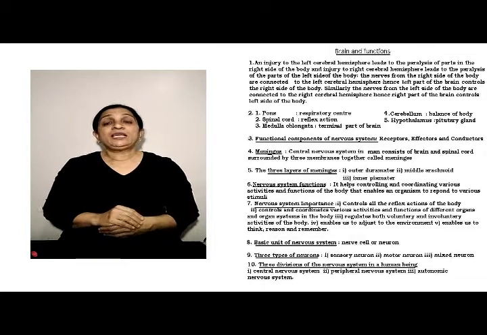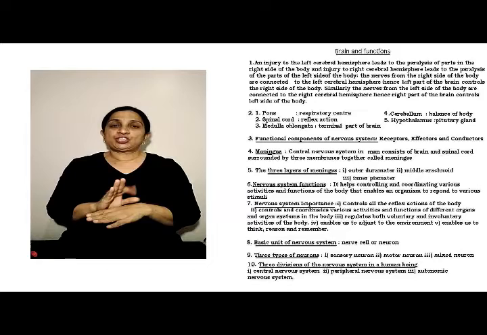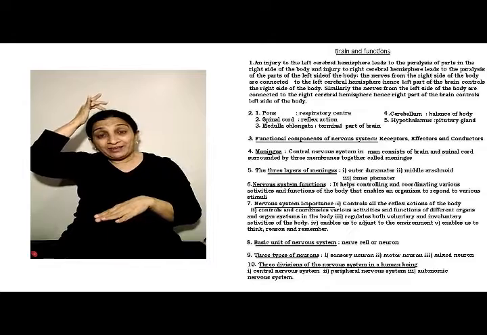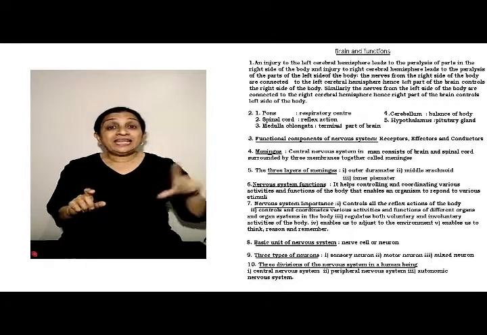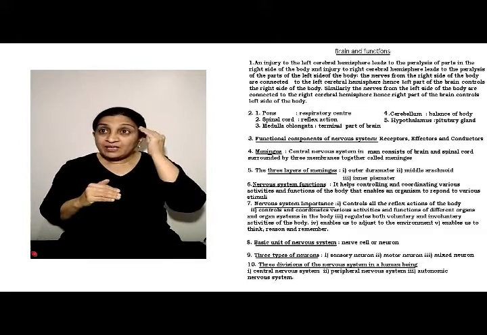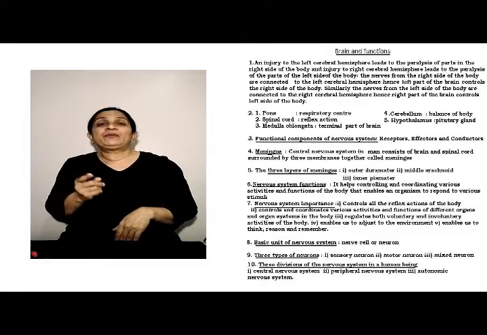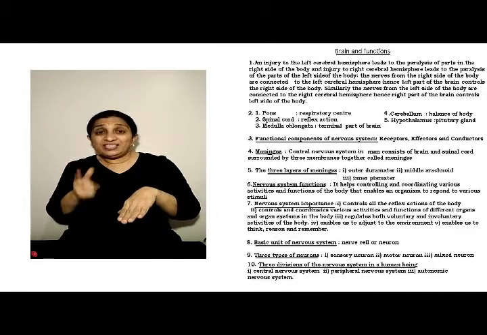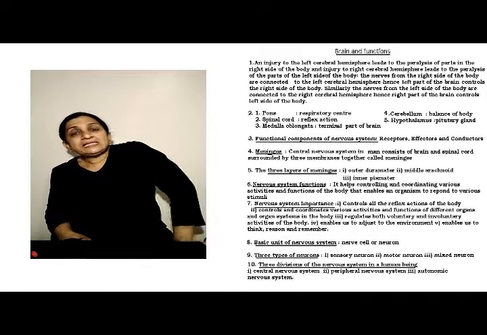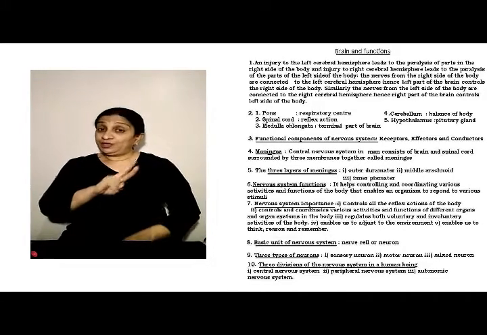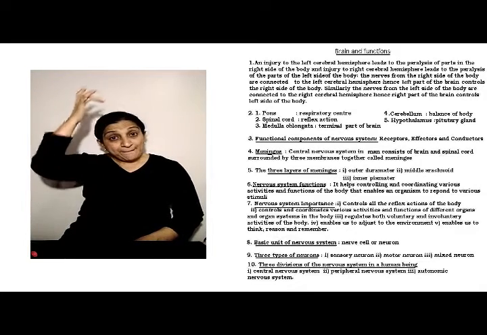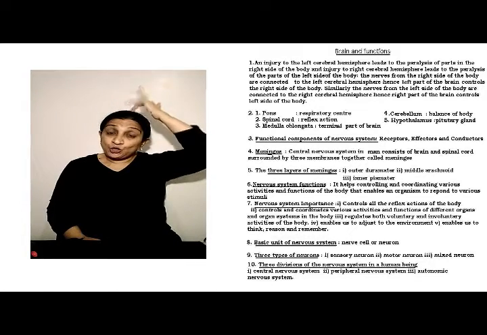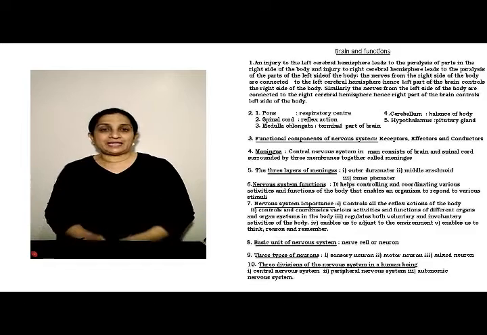Now we will see the brain and its functions or uses. If there is an injury to the brain on the left side, that is the left cerebral hemisphere, then paralysis will take place on the right side. Similarly, if there is an injury on the right side, paralysis will be on the left side. The reason is that the right part of the brain controls the left side, and the left part of the brain controls the right side.